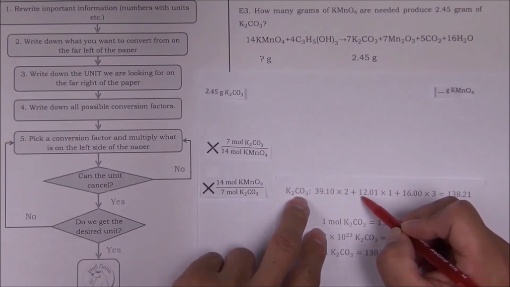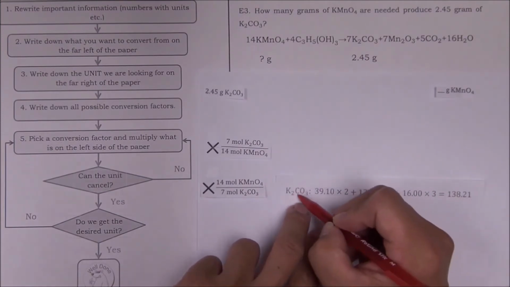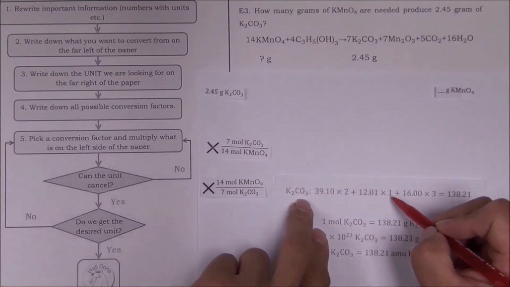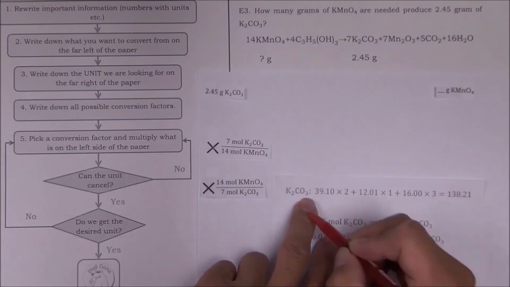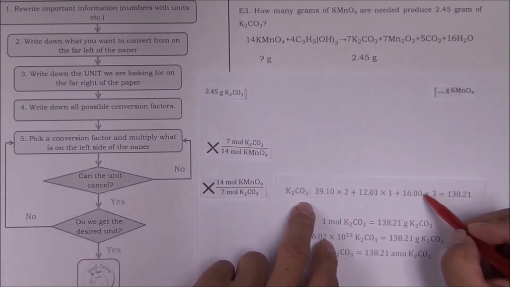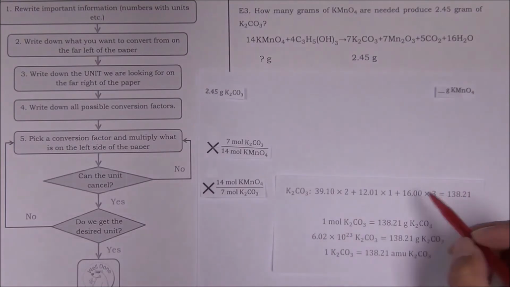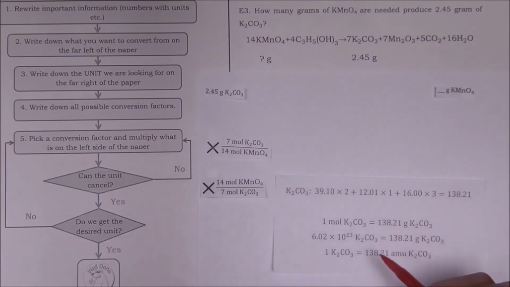The atomic weight of carbon is 12.01. We only have 1 carbon atom in the formula, so we multiply by 1. 16.00 is the atomic weight of oxygen. We have 3 oxygen atoms, so we multiply by 3. If we punch all the numbers into a calculator, we get the number 138.21. This number tells us 3 different stories.